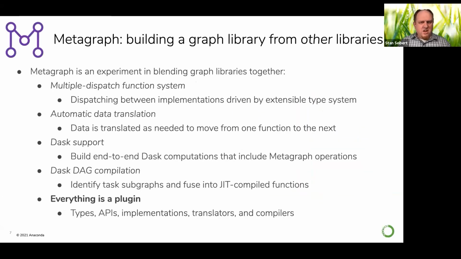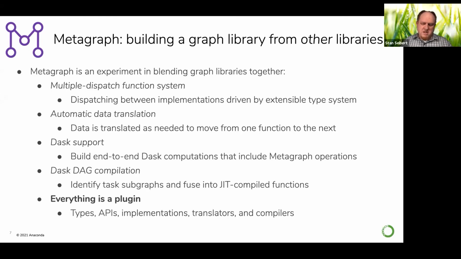So to try and solve this problem, or at least explore a possible solution for this problem, again, this is a very experimental approach, we're trying to figure out how to blend graph libraries together. So what we've built in Metagraph is what I would describe as a multiple dispatch system. From a user perspective, you may be saying, I want to do PageRank. And it can dispatch to many different versions of PageRank depending on where your data is at and what kind of things you're trying to do with it.